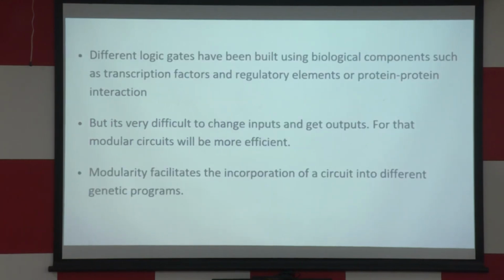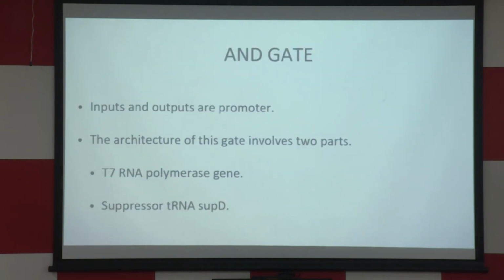So till now, different logic gates have been built using biological components, but those were not modular, and for that they used transcription factors, regulatory elements, or protein-protein interactions. Because those were not modular, it was very difficult to change the input, because if we changed the input, the whole circuit would change, and we wouldn't get any output. So this was the first one where if we change our input, we get a different output. Modularity facilitated the incorporation of the circuit into different genetic programs.